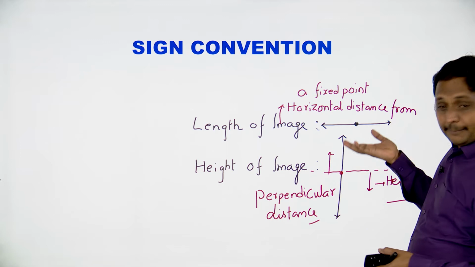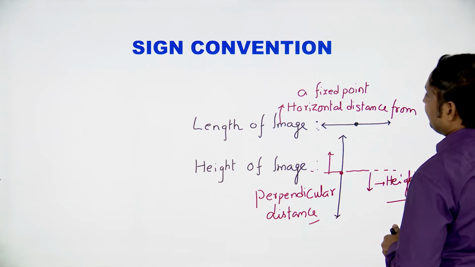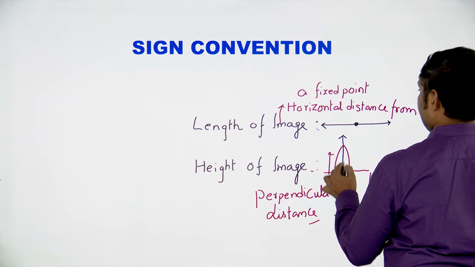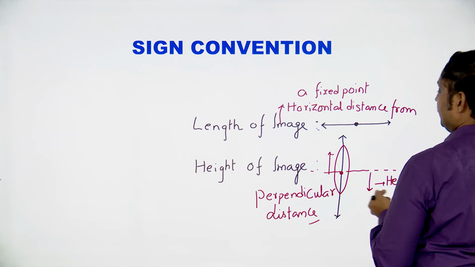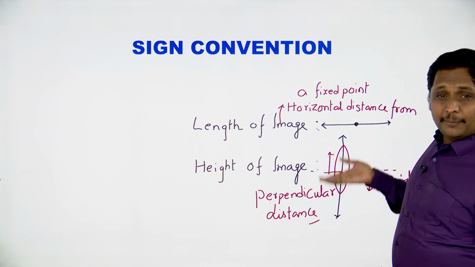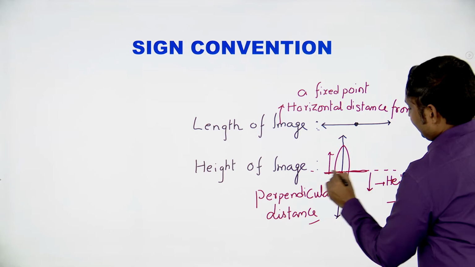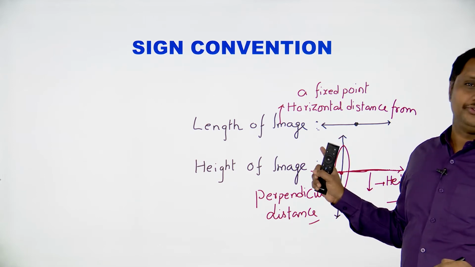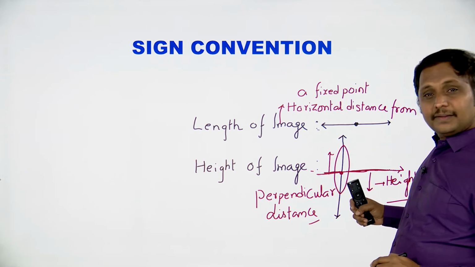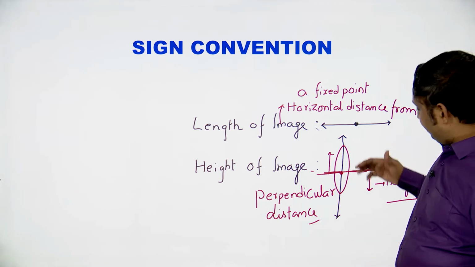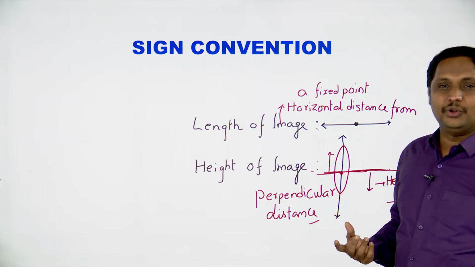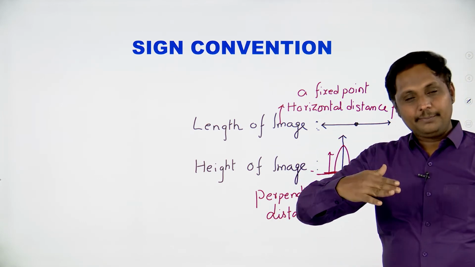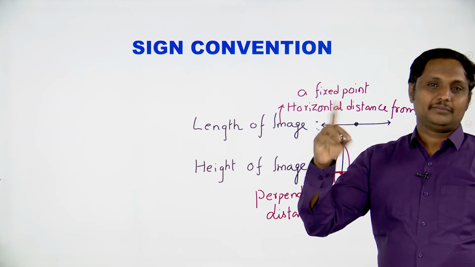If you are going to move in a perpendicular direction, just we have to see. It's very clear. So above the principal axis, it's going to be positive. Below the principal axis, the vertical distance, the height of the image, it's going to be negative. Just we have to take above the principal axis and below the principal axis.